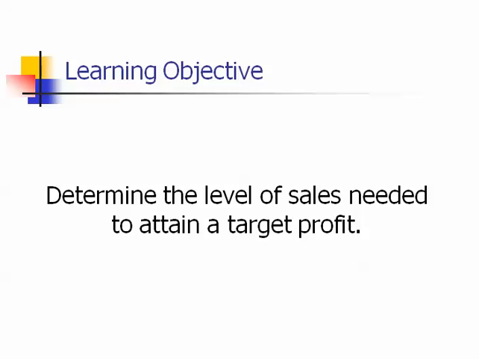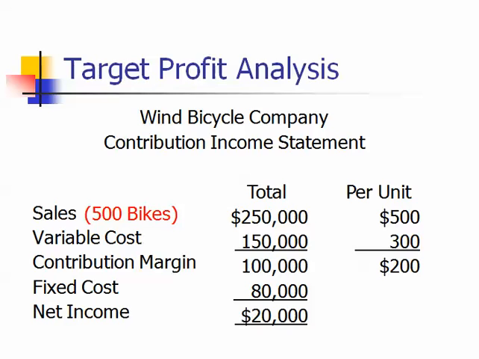For this learning objective, we're going to determine the level of sales needed to attain a target profit. The Wind Bicycle Company's current contribution margin income statement is as follows. Notice we have a net operating income of $20,000. This is based on sales of 500 bikes at $500 per unit, variable cost of $300 per unit, which gives us our total contribution margin of $100,000. Once we subtract our fixed costs, we have $20,000 in net operating income.